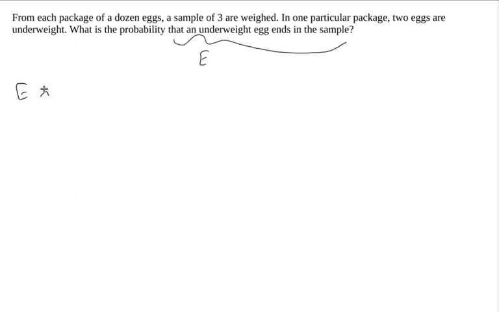So the first thing I want to do is figure out what is N of E. How many different ways can you have a sample here where at least one of the eggs is bad? Well, this means you could have exactly 1 egg being bad or exactly 2 eggs being bad. And I'm adding these together because there's no overlap between these 2 sets. Alright, so the number of ways I could have exactly 1 egg being bad.